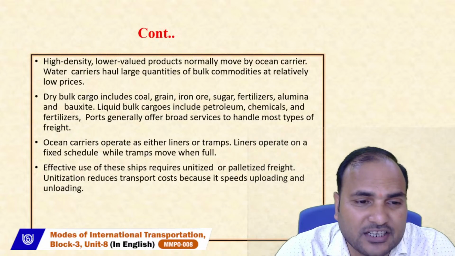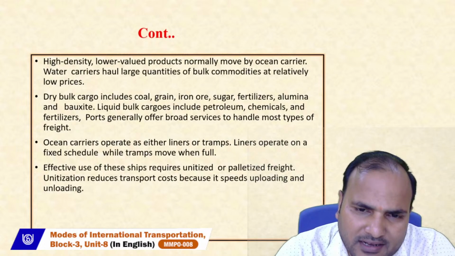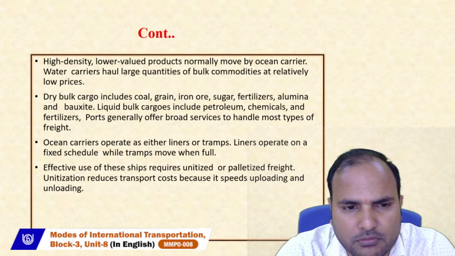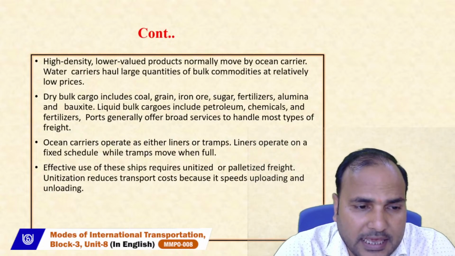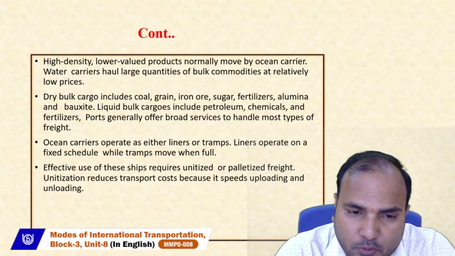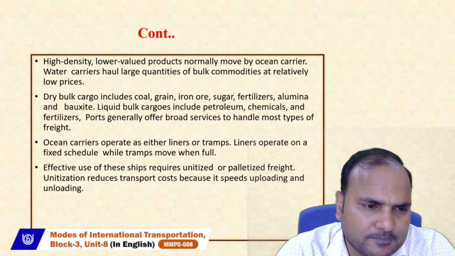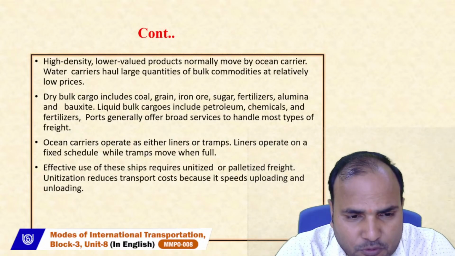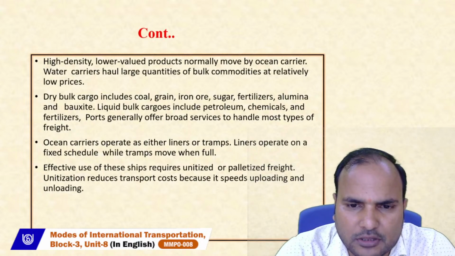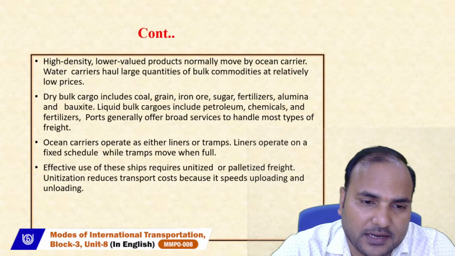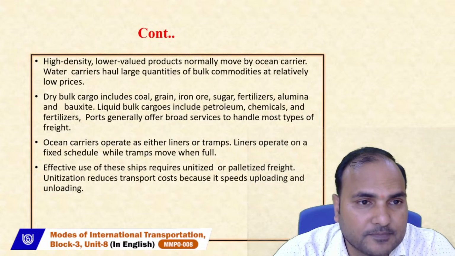Ocean carriers operate as either liners or tramps. Liners operate on a fixed schedule, while tramps move when full. Effective use of these ships requires unitized or palletized freight. Unitization reduces transport cost because it speeds up loading and unloading. The loading and unloading become faster through this unitization process.